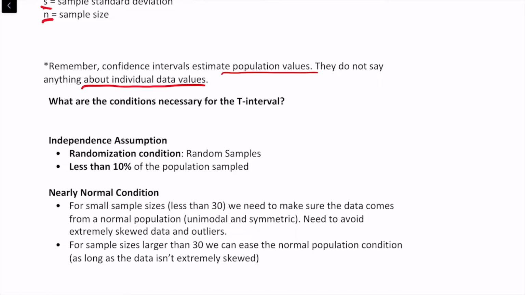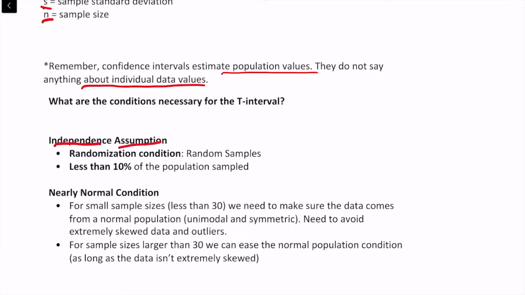Before we get into some actual calculations, let's go over the conditions necessary. These conditions are, once again, straight from the central limit theorem. So we need an independence assumption. We need to assume that our data values are independent. How do we do that? You've seen this before. We have a randomization condition. If we conducted a random sample, or these samples were collected randomly, then we have a randomization condition which will ensure independence. Also, to help out independence, we have to make sure that we sample less than 10% of the population. So that randomization condition combined with the 10% condition satisfies independence.